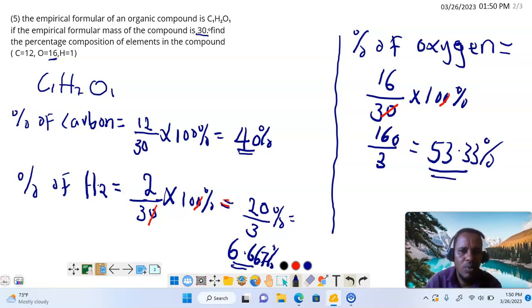So if you are given the compound and the total mass, then you can calculate. Sometimes they will not give you this total mass, which is 30. If they don't, you can get it by adding the individual masses of the elements. Carbon is 12, hydrogen is 2, oxygen is 16. 12 plus 2 is 14, plus 16 is 30. Then carbon is 12 over 30 times 100%, hydrogen is 2 over 30 times 100%, and oxygen is 16 over 30 times 100%. That's how you get the percentage composition of the elements.